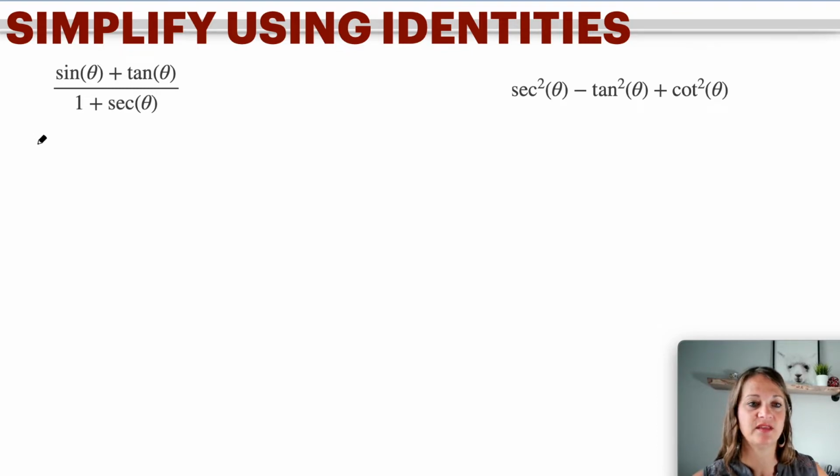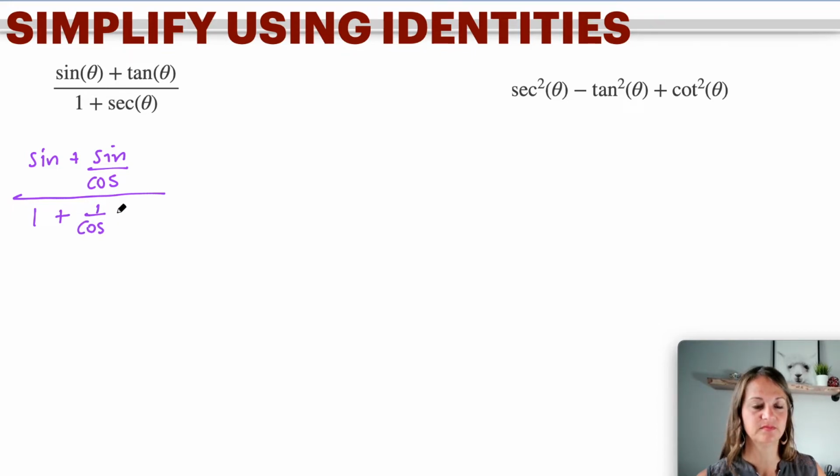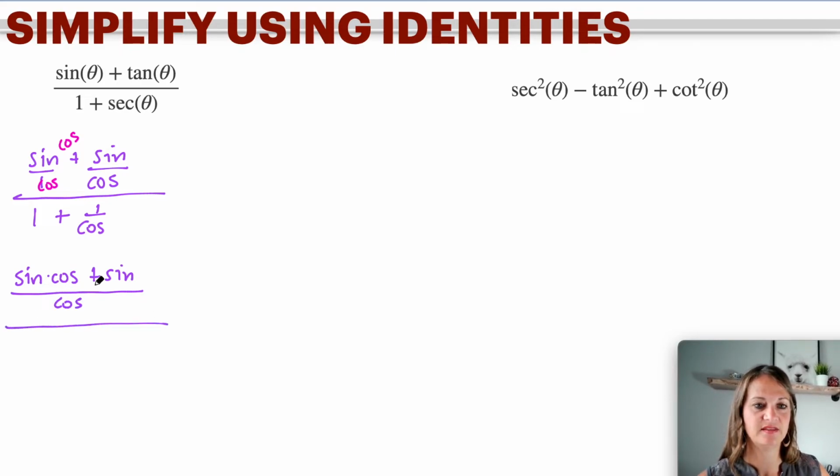In this, I'm going to replace everything with sine and cosine. I'm going to go ahead and just not use the thetas until the end. Now I'm going to take the numerator and make a common denominator. So if I need to multiply the bottom by cosine, I need to multiply the top by cosine. And so this will give me sine times cosine plus sine on top. And then in the denominator, if I want to multiply the bottom by cosine, I've got to multiply the top by cosine, which will give me cosine plus 1 all over cosine.